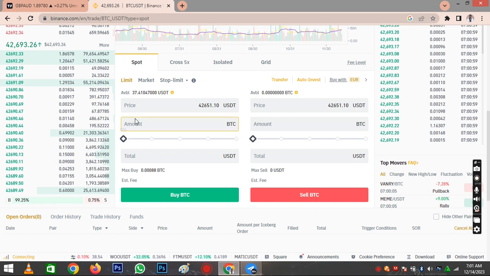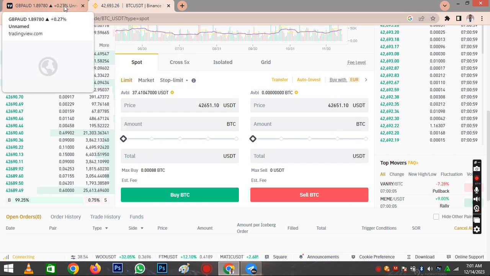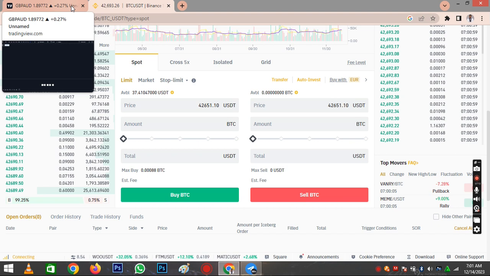So let's say we want to buy. Let me go to the chart for instance. Let's look at the BTC chart.